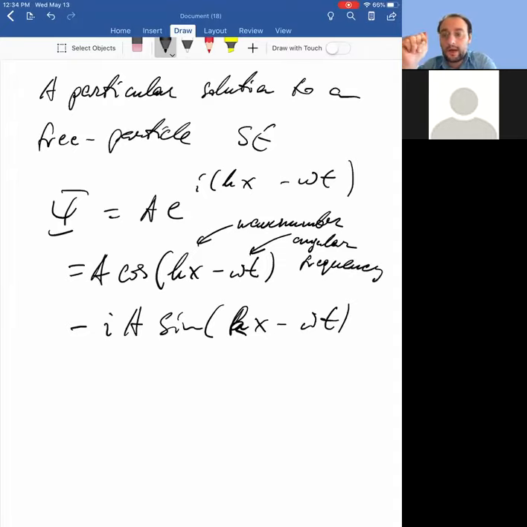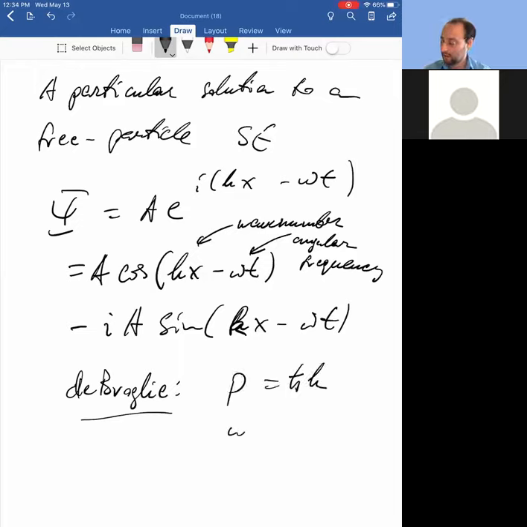This particular wave function, this particular solution, has a pure frequency and a pure wave number. Now, if I have another solution where I combine plane waves with different k, and I try to form a wave packet, that wave packet now doesn't have a single k because there's lots of k's involved, like you saw in your wave lab. But this one has a single k and a single omega. De Broglie says that p equals h bar k and energy equals h bar omega. So that's the momentum, and this is kinetic energy.